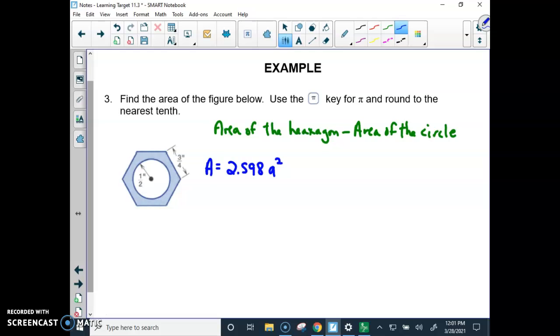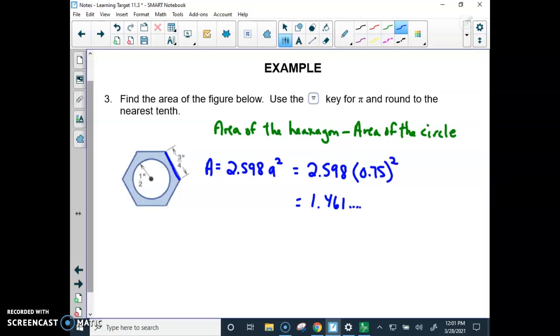Well, we do have a side here. We have this length, which is 3/4 of an inch. So that's 2.598 times 3/4, or 0.75, squared. You can use the fraction button on your calculator. I'm not going to go over to the calculator; I've already calculated it, but you can do that. What you get is about 1.461 and then a lot of extra digits after that.